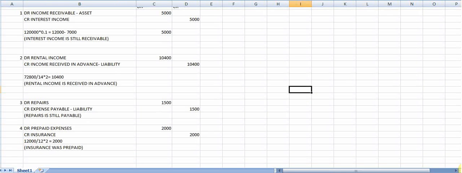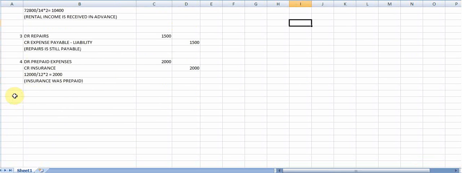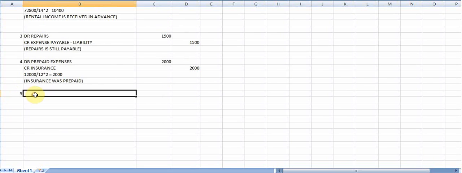Right, we are now at number 5. For number 5, I'm going to say interest on the loan is still outstanding. So I'm going to debit the interest expense.